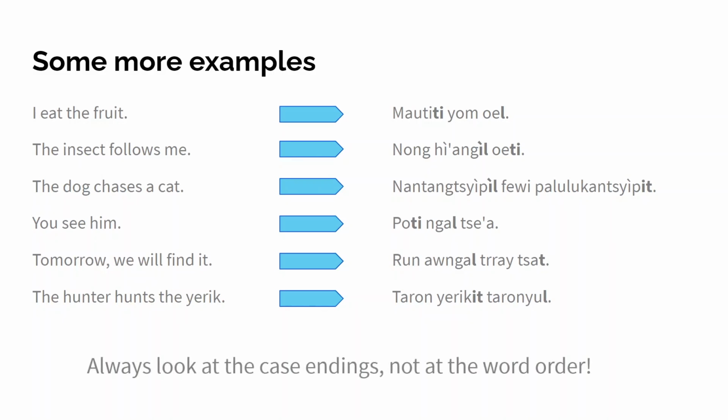But the general learning here is you always have to look at the case endings to find out what a sentence means or which role a noun plays in a sentence. Don't look at the word order. The word order will not really help you here.